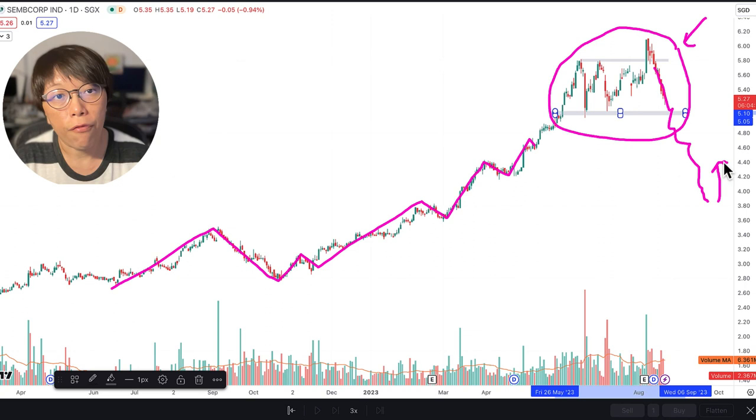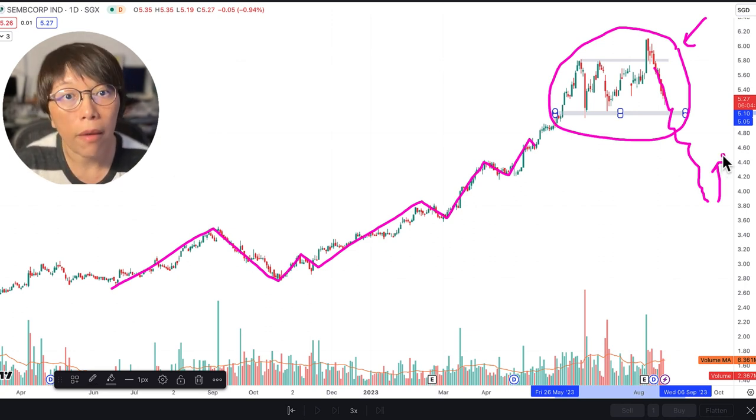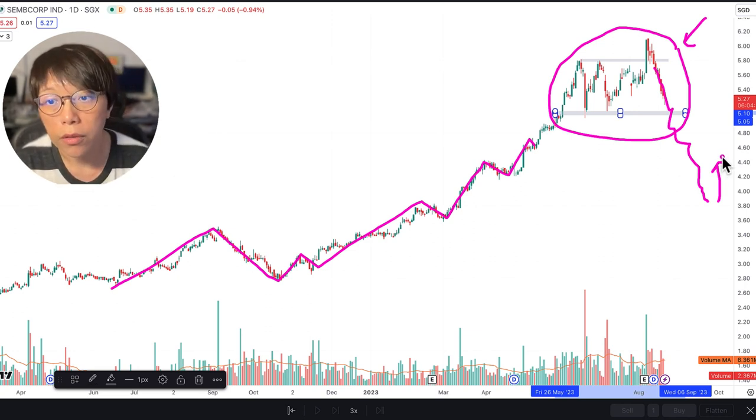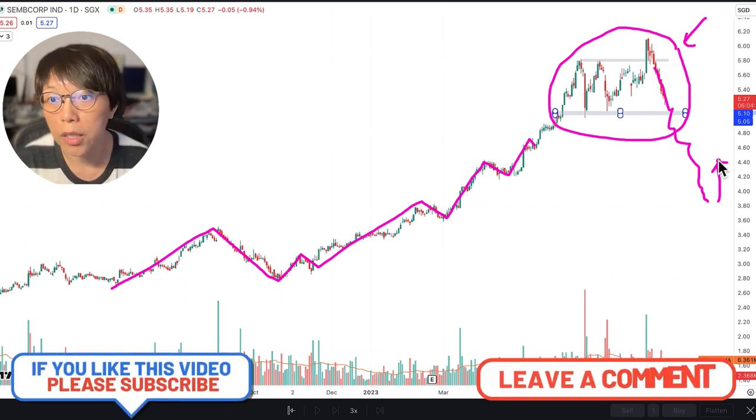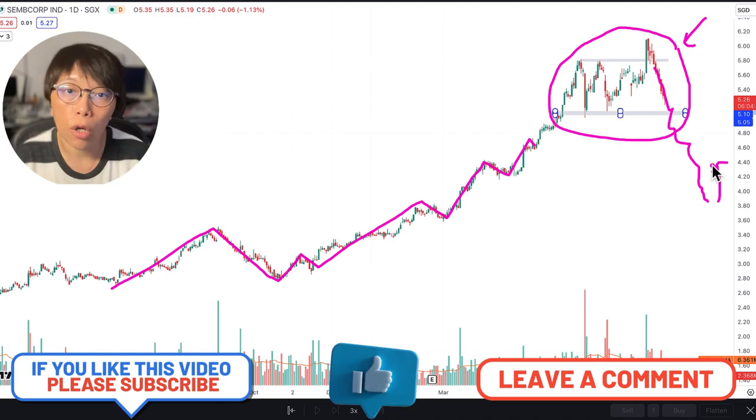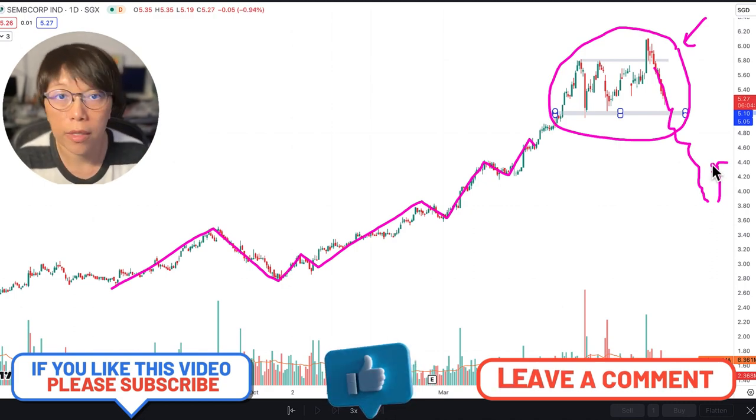Okay, now there are various support levels. I've only marked in the most recent one. I think that we have to look at what happened subsequently to decide more support levels. It is not in that strong uptrending state already.